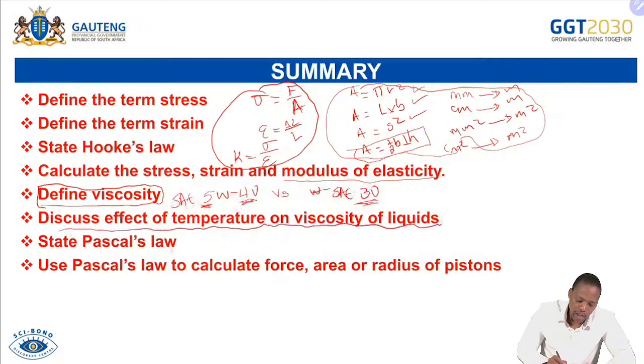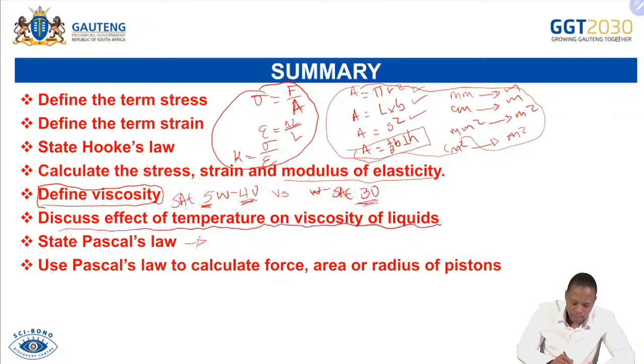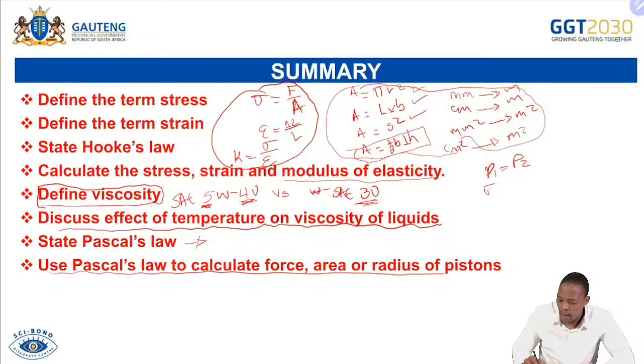You must also be able to state Pascal's law, right? In a continuous liquid at equilibrium, the pressure applied at a point is transmitted equally to the other parts of the liquid. And you must also use Pascal's law to calculate: P1 is equal to P2, F1 over A1 is equal to F2 over A2. If you can do the stress and strain calculations here, this becomes take and go.